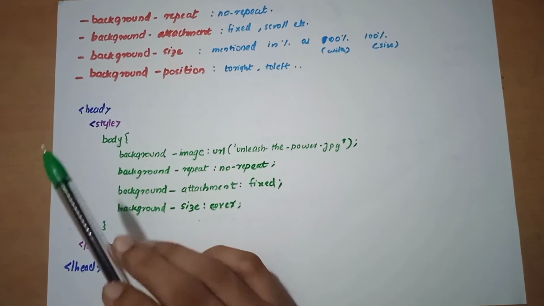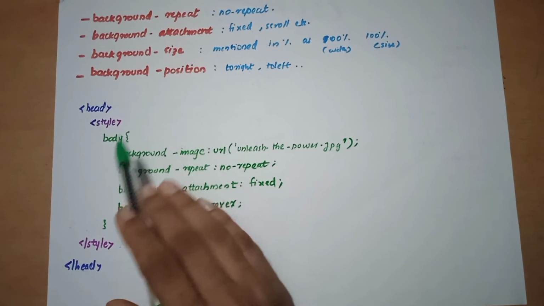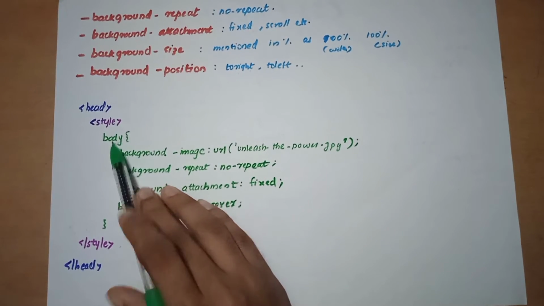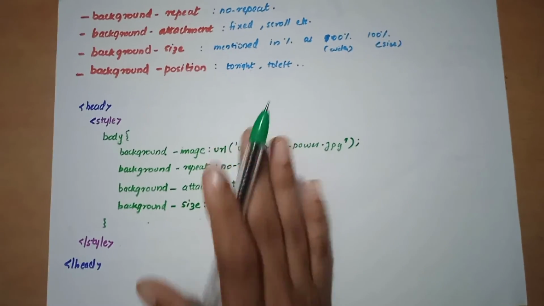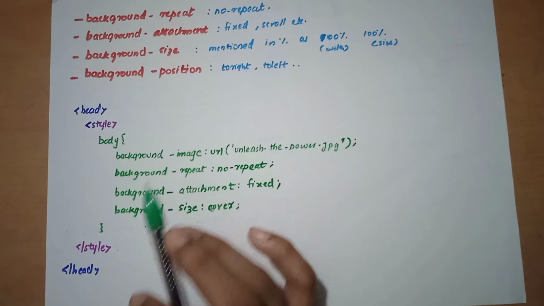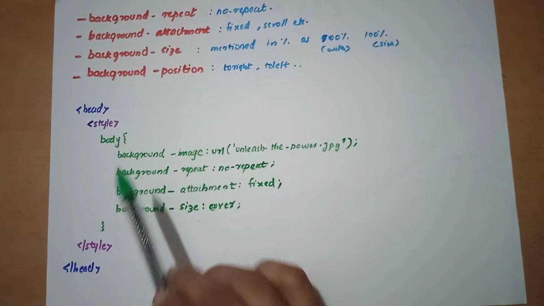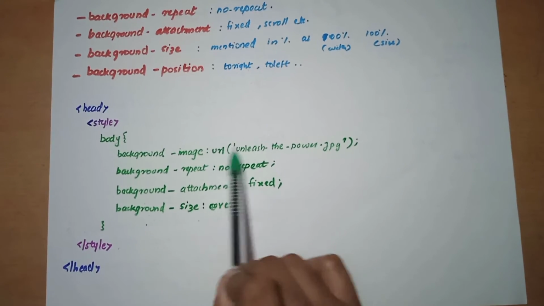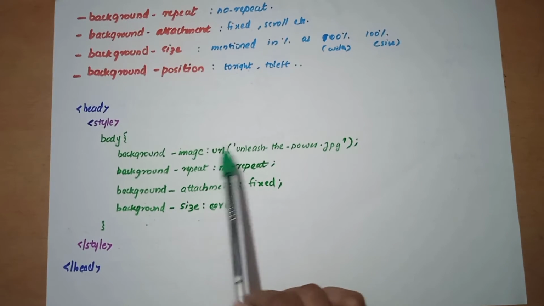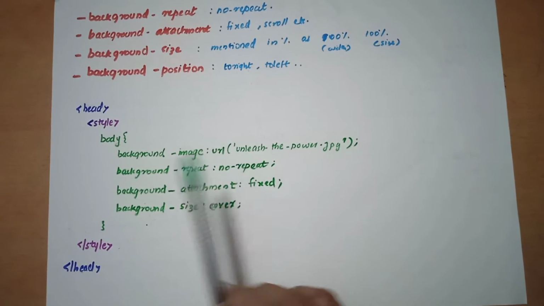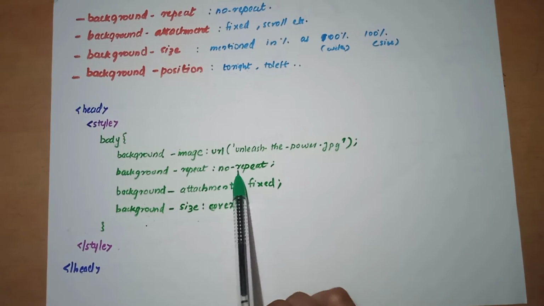So here I am aiming that all my CSS properties should be displayed in the body portion of the web page. That means everything should be displayed as such in the web page. As we can see, everything is about the background. I used a background image, whatever it be, just mention it like this. In order to get no repetition of this, I have used background repeat as no-repeat.